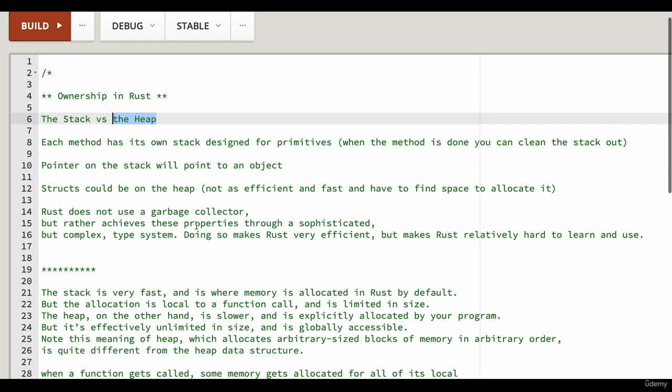If you're already familiar with the stack and the heap in general and in Rust, feel free to skip over to ownership. If you're not 100% sure, well, let's dig in. All right, so what's a stack and what's a heap?